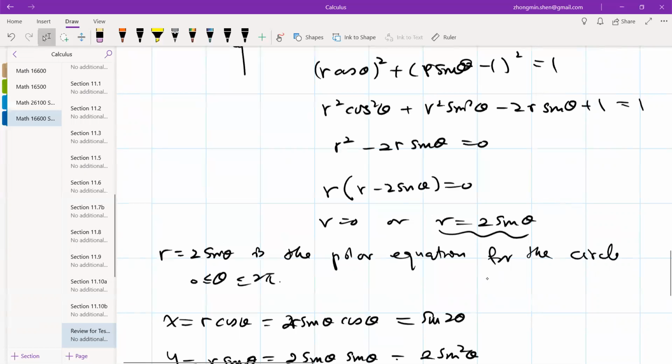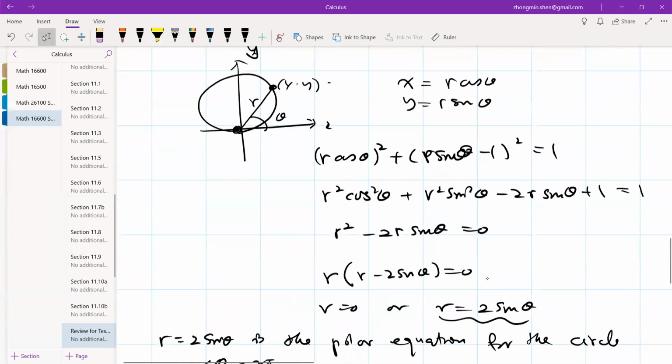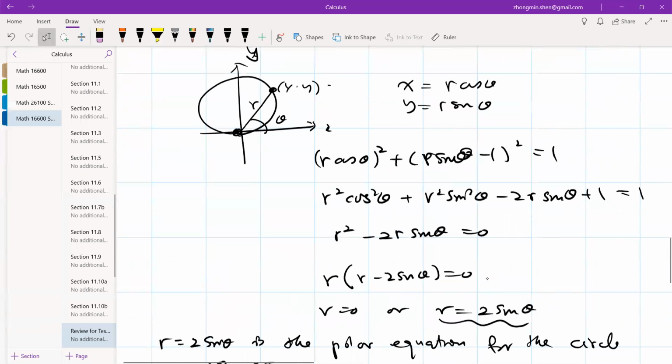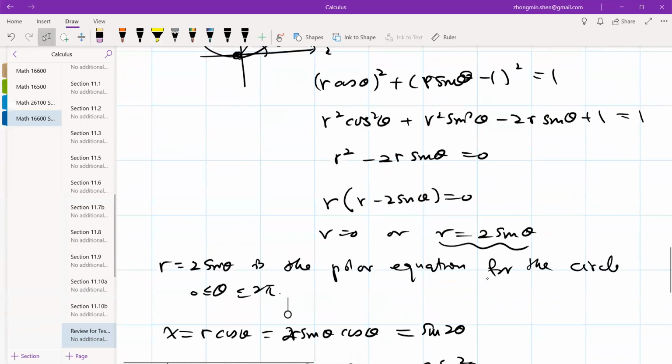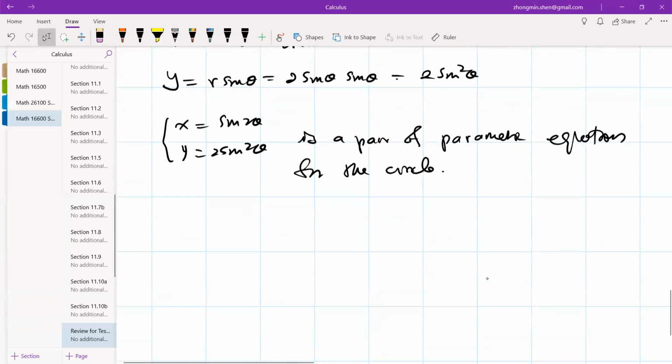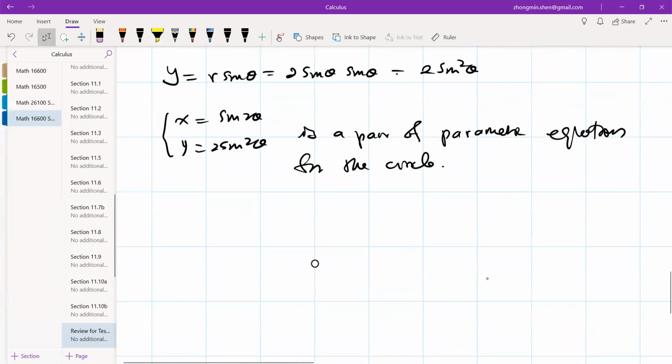And the second one I got from the polar equation. How to get the polar equation? I used a Cartesian equation. If I give a polar equation, I can also get the Cartesian equation back. So this is a good example. But using polar coordinates sometimes gives you nice formulas, for example, the area formula.